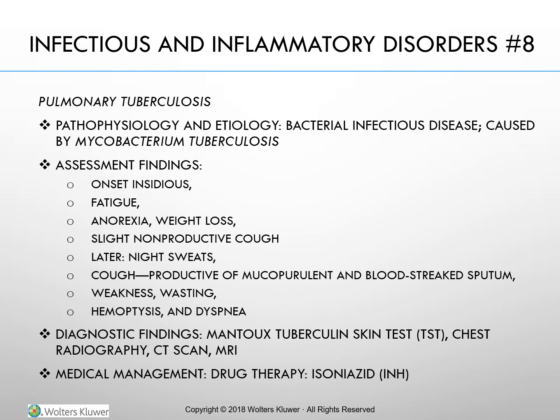TB is classified as latent TB infection and active disease. In clients with latent TB, the bacteria are present, but their bodies prevent the bacteria from multiplying. These clients do not have symptoms, are not ill, and are not contagious. TB bacteria become active if able to multiply. These clients are sick and contagious.